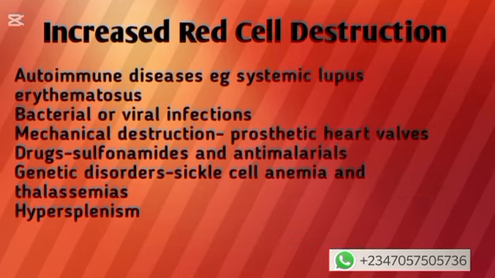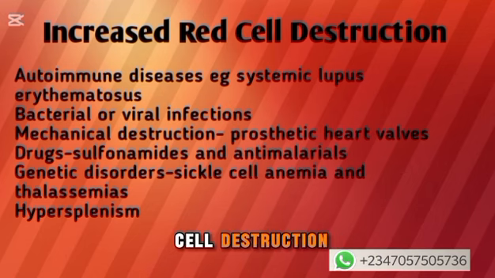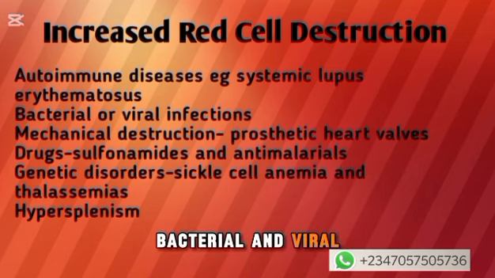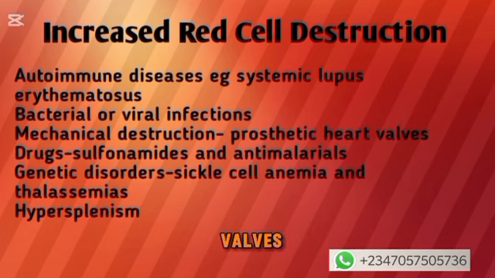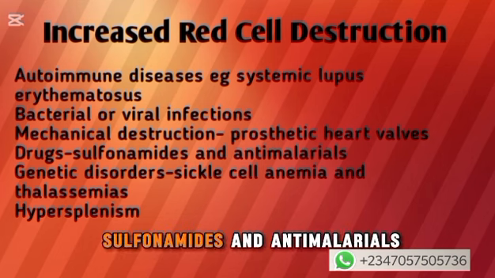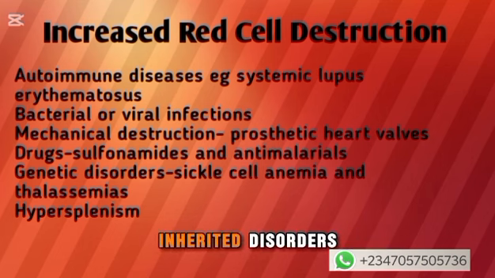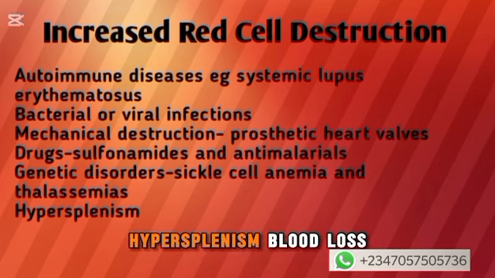erythropoietin production. Increased red blood cell destruction, known as hemolytic anemia, may occur in autoimmune diseases including systemic lupus erythematosus, bacterial and viral infections, mechanical destruction due to prosthetic heart valves, drugs such as sulfonamides and anti-malarials, inherited disorders including sickle cell anemia and thalassemias.